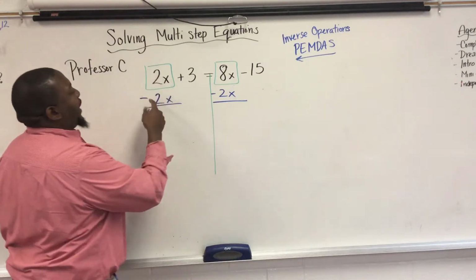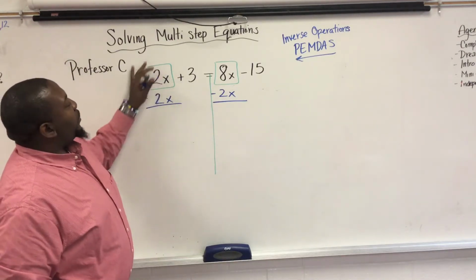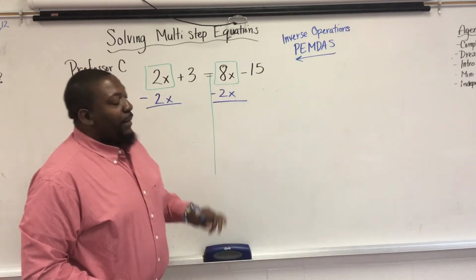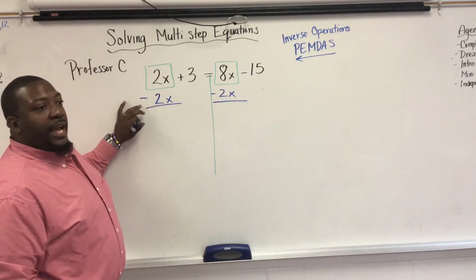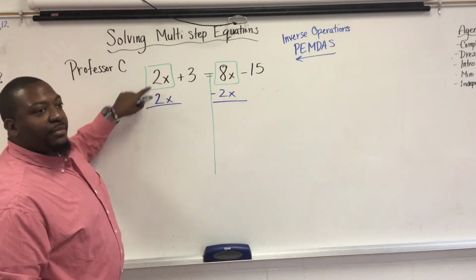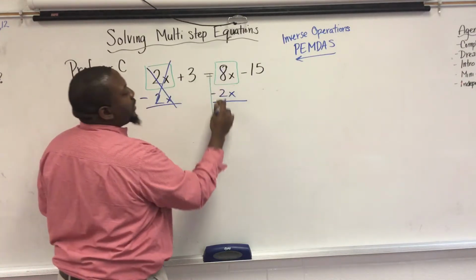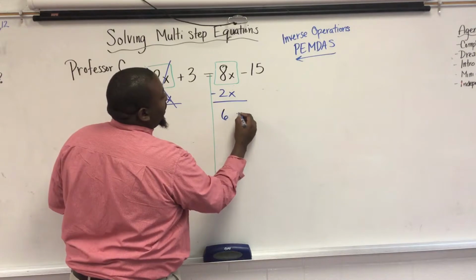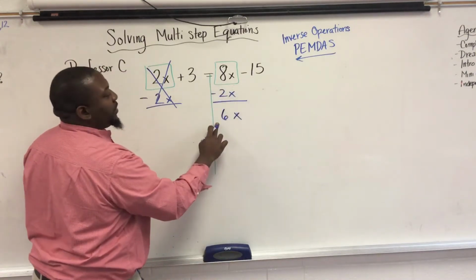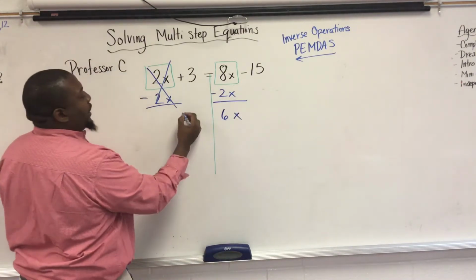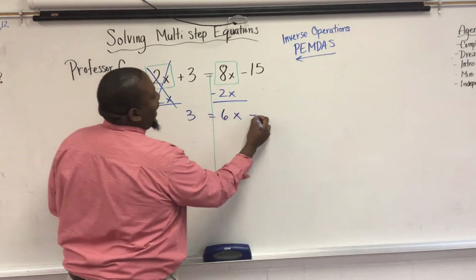Again, I want to move my 2x to the other side by using my inverse operation. The opposite of a positive is a negative number. So that would cancel. 8 minus 2 is 6x. I bring down everything else I have not used yet.